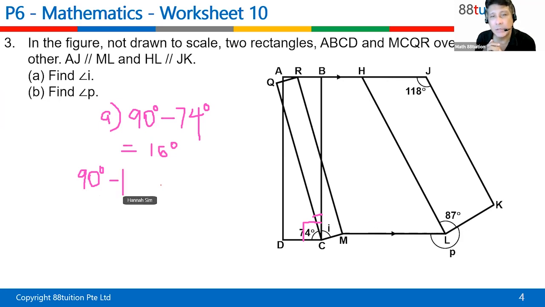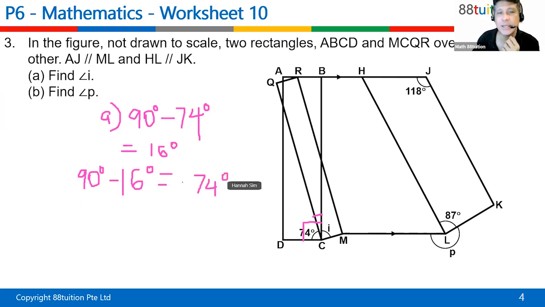And then now we look at the other rectangle, which is CMRQ. This other rectangle, the corner is also 90 degrees. So one part of it is 16. So you take 90 minus 16, you get 74. Okay, well done. So angle I is 74. All right, good job. That's correct.